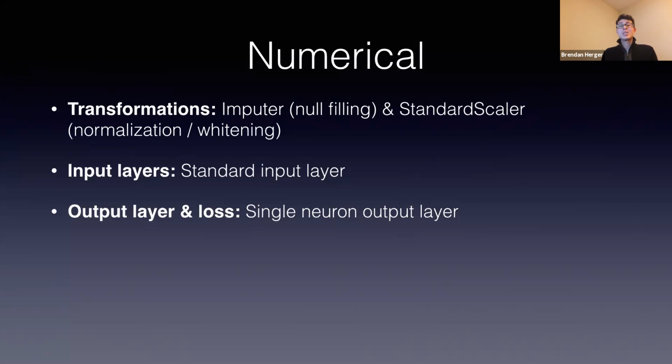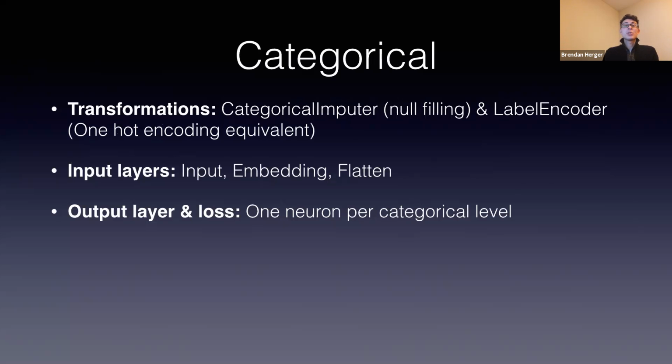The input layer is going to be a standard input layer with just 1 neuron, and the output layer is just a single neuron with a loss of probably mean squared error for most cases. A slightly more interesting example is the categorical example. This is a little bit more difficult, a little bit newer, but we're going to use an entity embedding here. And the categorical imputer is a pretty custom layer that does null filling. And basically, if you have a null value, we're going to say either, depending on the data set, it's the most common level that we have. So if you have apple, banana, and kiwi, if there's a lot of apples and you see a null, you're just going to fill in the apple.